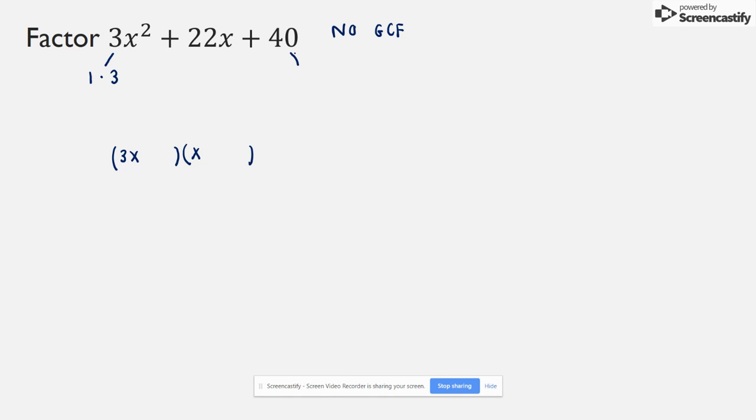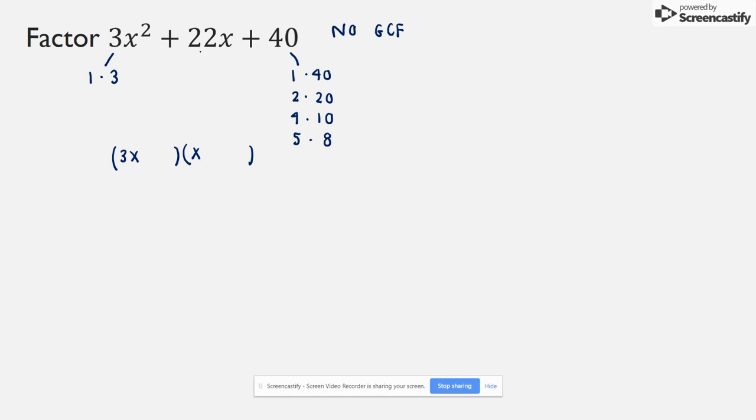I'm going to jump to the last number now, which is 40. I'm going to think about all the ways to multiply to 40. Well, there's 1 times 40, there's 2 times 20, and there's 4 times 10. There's actually 5 times 8 as well. So there's quite a few ways of multiplying to get you 40. This is where the guessing comes into play. We have to guess between all of those numbers, which ones do we want to use?